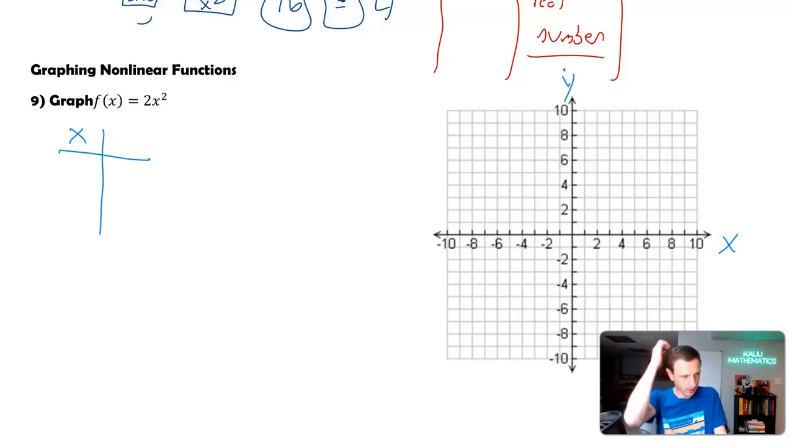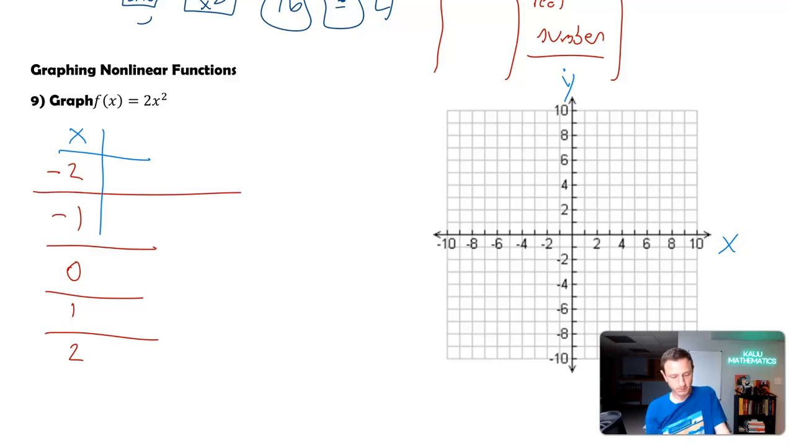Once you do a couple problems, you'll get an understanding of what graphs will look like based on what the function is. This function is 2x squared, so I'm going to take some x values: -2, -1, 0, 1, and 2. I'm just going to take -2 and plug it into the function. So it's going to be 2 times -2 squared. I would just use the calculator.